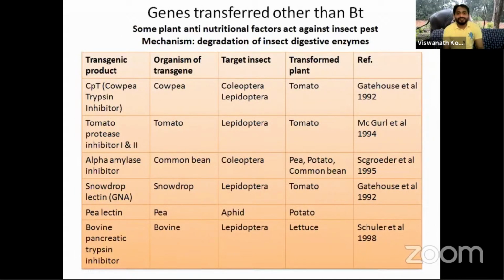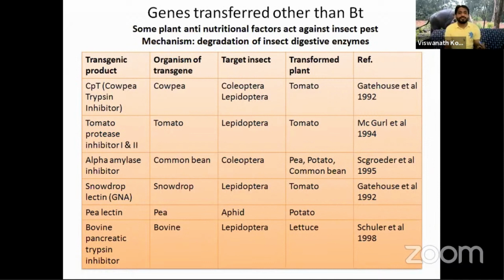So genes transferred other than BT, these are genes for anti-nutrient factors from other crops transferred to different crops. These anti-nutrient factors sometimes provide resistance against insects. That is what we call antibiosis. For example, gossypol content in cotton repels the insects. Likewise, the sinigrin content in the brassica vegetables repels the insects, the diamondback moth. So the anti-nutrients and alkaloids present in the plants repel the insects. That is called antibiosis. So these antibiosis genes are also transferred from one crop to another crop for providing resistance.